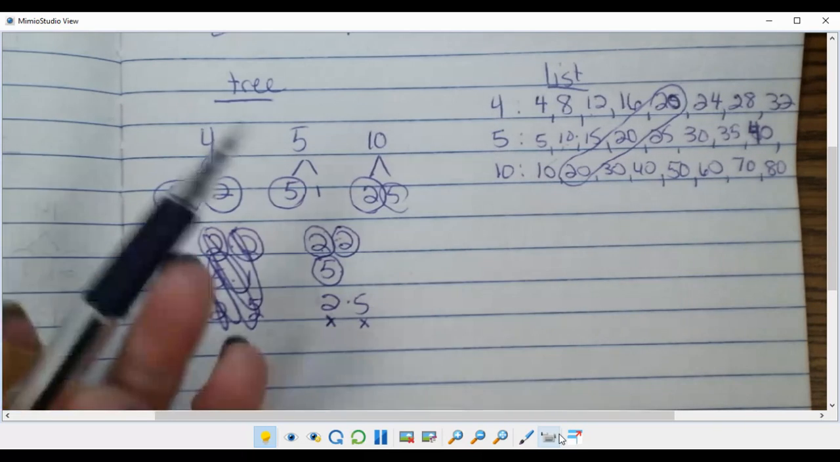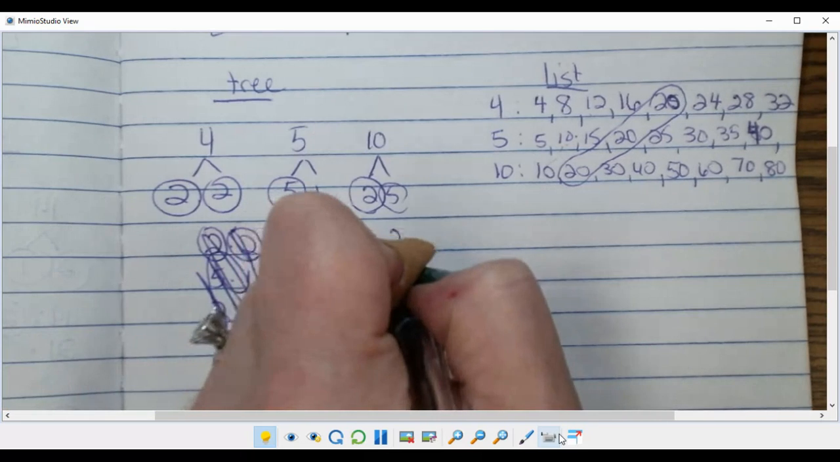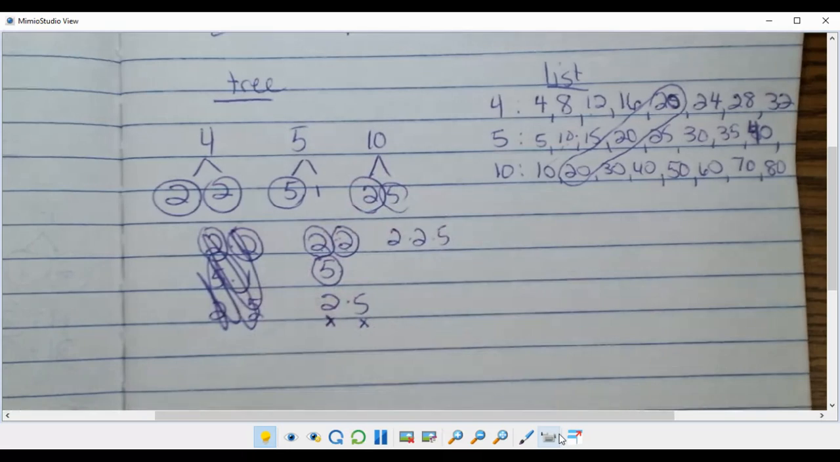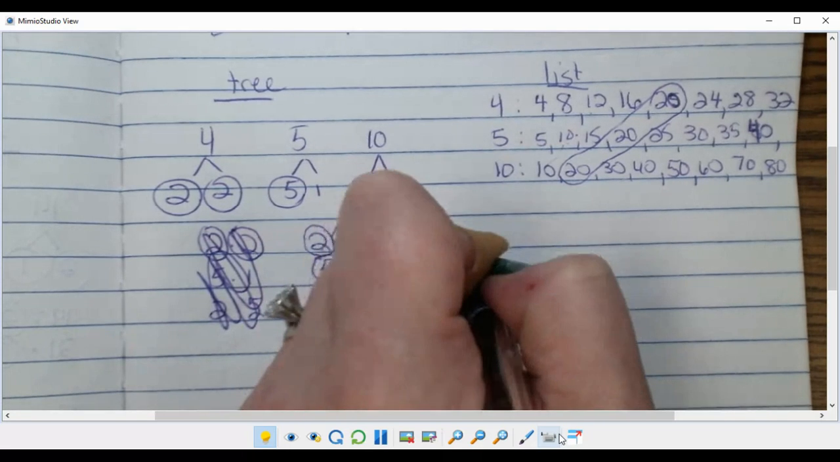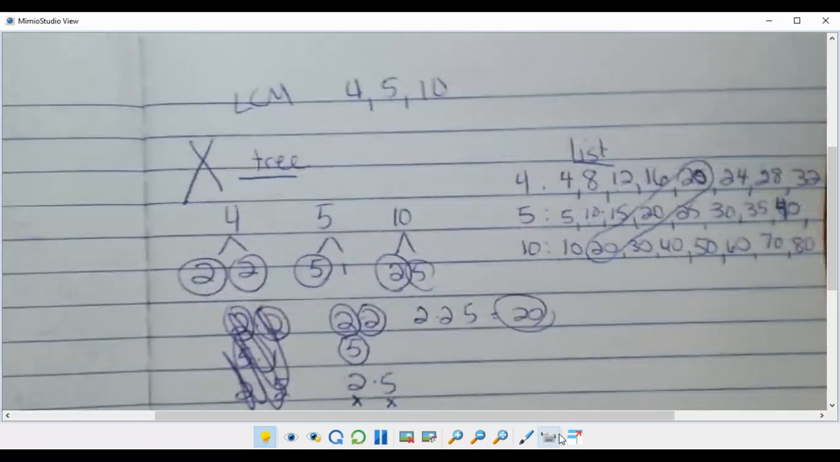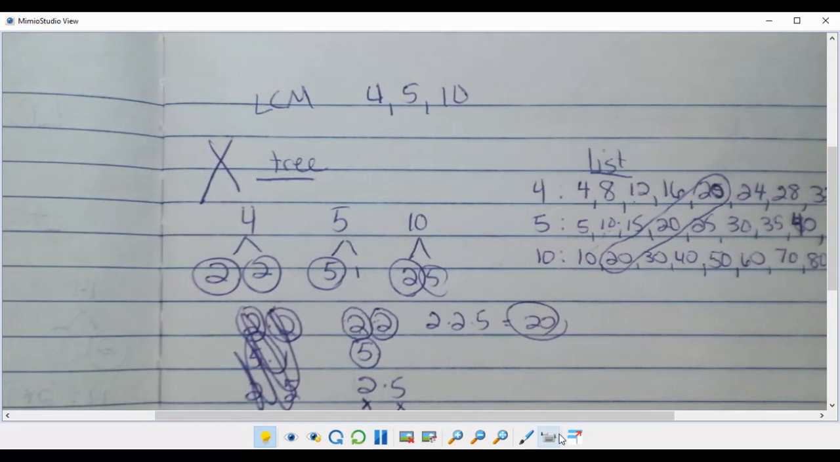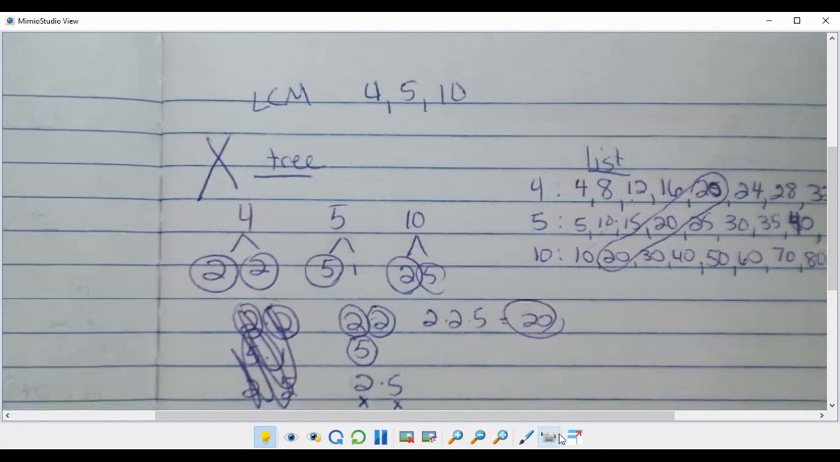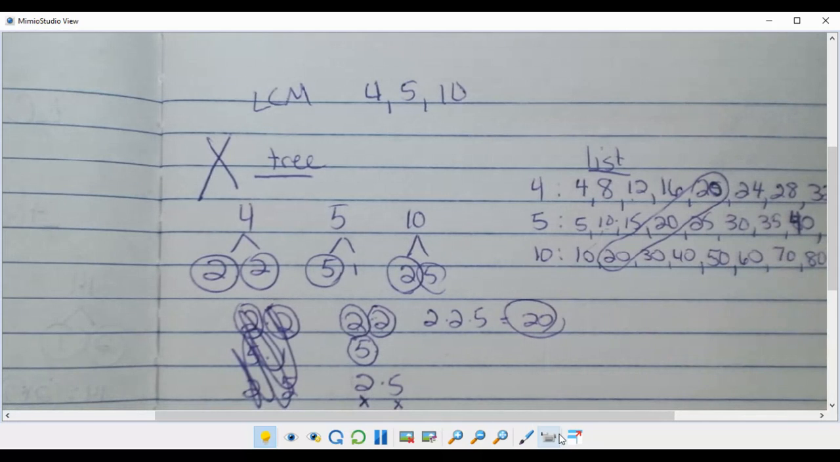In any case, this becomes 2 times 2 times 5, which is 4 times 5, which is 20. The same answer we got from the list. If I had to make a recommendation, I'd say forget the tree for LCM. Although the book will show you, lots of teachers show it. I even showed it to you here. I would stick with the list or the ladder.